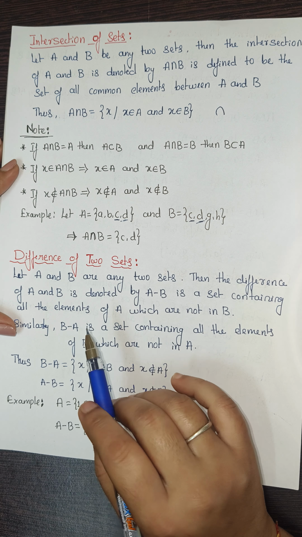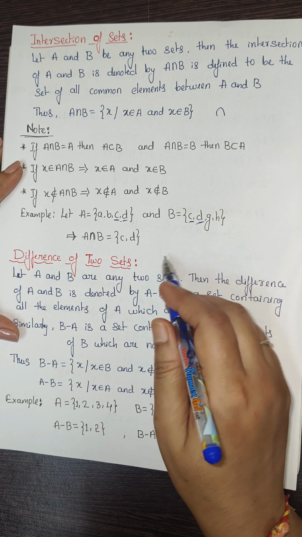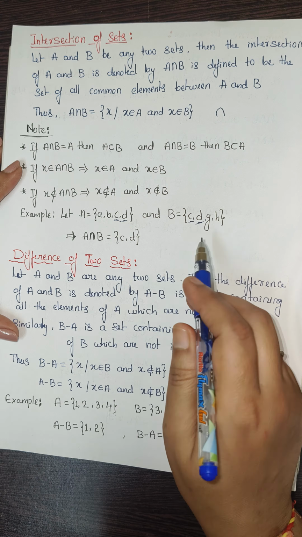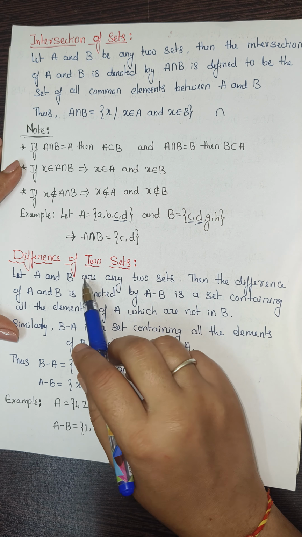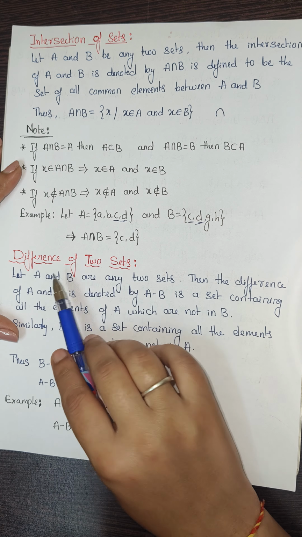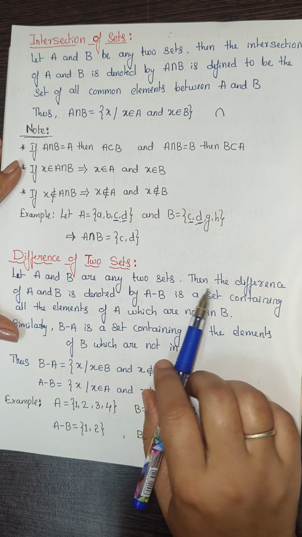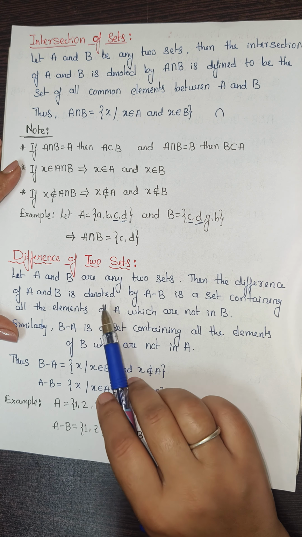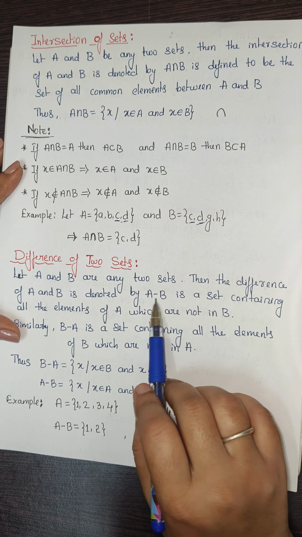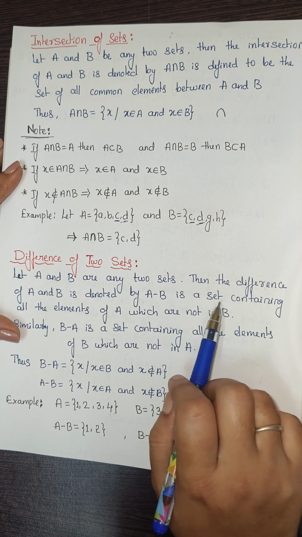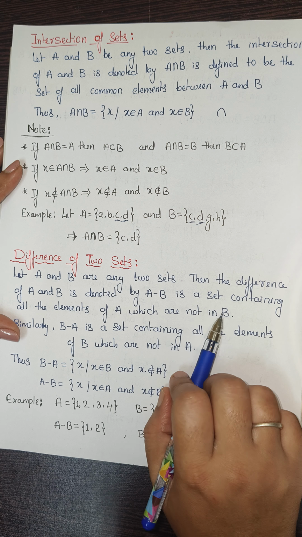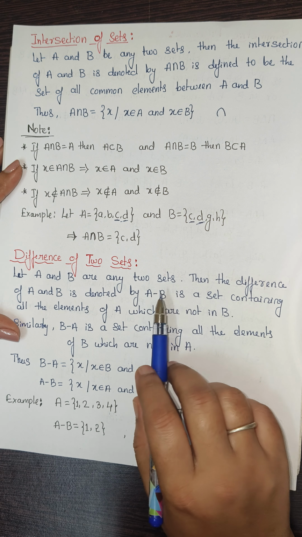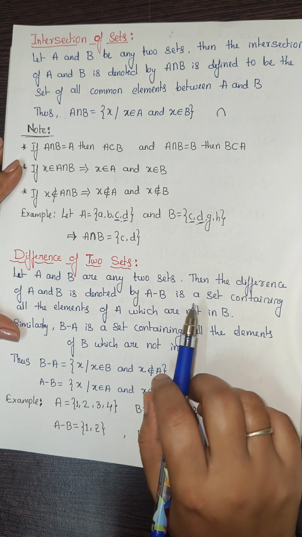We already know how to find the difference between two integers. Now we will see how to find the difference between two sets. Let A and B be any two sets. Then the difference of A and B is denoted by A minus B. It is the set containing all the elements of A which are not in B. We write only those elements of A which are not in B.